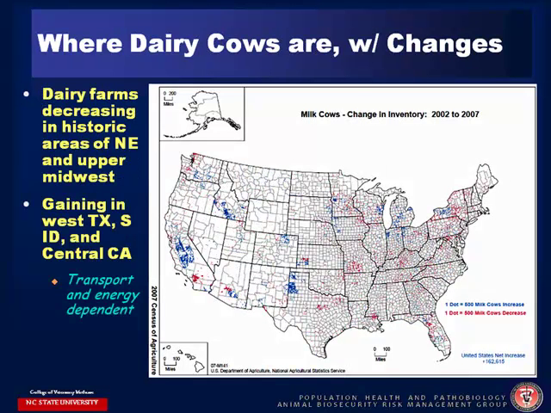The last one I'm going to show you is the last of our major animal agriculture commodity groups. This is the dairy industry, and it has largely moved out west. You have the red showing general decrease throughout much of the east, and major activity in West Texas, southern Idaho, and the Central Valley of California.